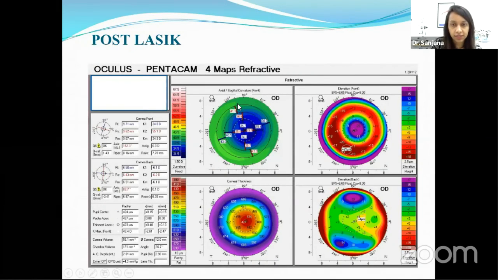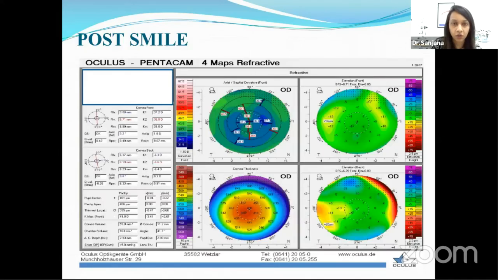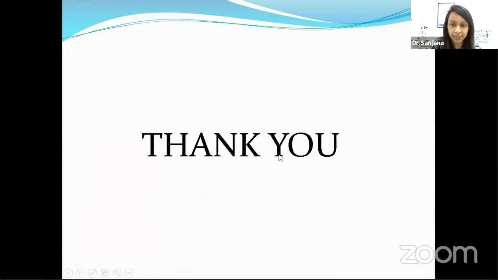The next one is very typical of a post-LASIK eye, where the central area is in blue, with very good flattening seen in the center and all the values on the lesser side, 34, 35. We also see that the pachymetry is on the lesser side, coinciding with the flattening. So this is a case of post-LASIK. We also have another one, a case of post-SMILE. Again, we see very good central flattening with the K values on the lesser side and a decrease in the pachymetry. So these are some of the basic scans and the basics of interpretation of the Pentacam.